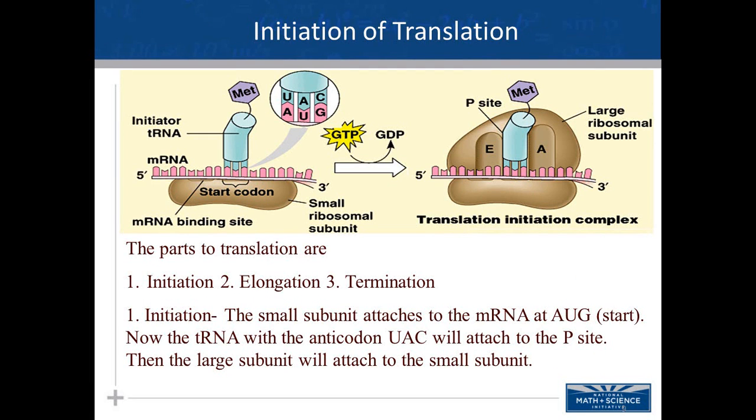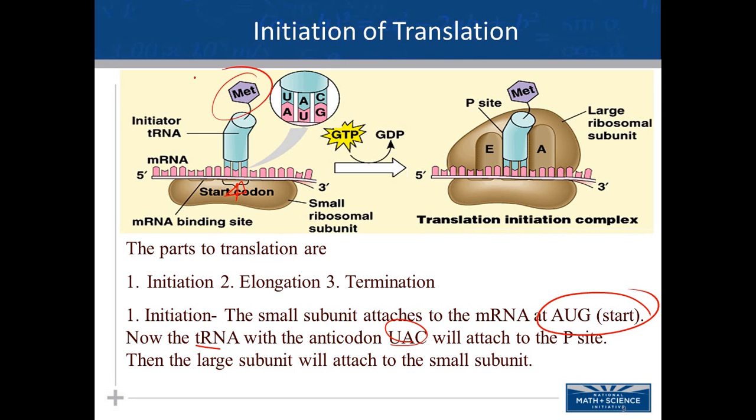So it turns out that the parts of translation are somewhat like the parts of transcription. It involves initiation, or the beginning, elongation, and termination. So in initiation, what's going to happen is there's going to be a small subunit attaching to the messenger RNA at the codon AUG. Okay, now what's going to happen next is that a transfer RNA with the anticodon UAC will attach at that P site and will bring with it the amino acid methionine.